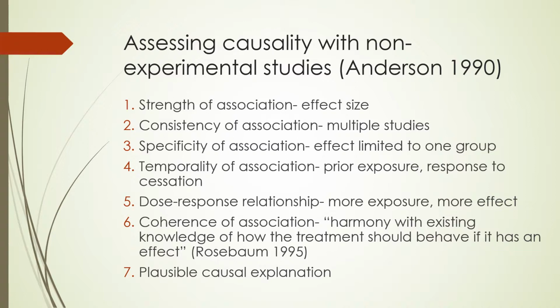The sixth point here is what's known as coherence of association. And basically what we're talking about here is consistency with results of other studies. Rosenbaum referred to this as harmony with existing knowledge of how the treatment should behave if it has an effect. So you may expect the effect of some pesticide to have effects on insect populations and on insect-eating birds and maybe mammal populations in that area.